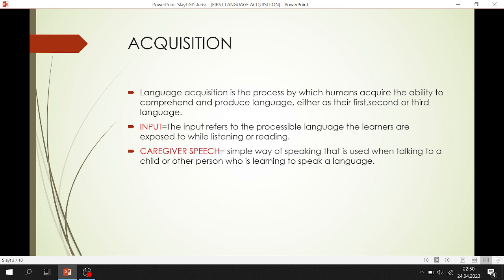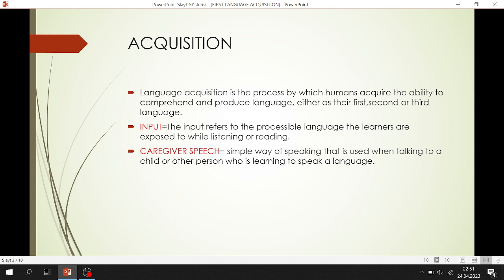Let's start with acquisition. Language acquisition is the process by which humans acquire the ability to comprehend and produce language. It can be first, second, and third language. Input. What's input? Input refers to the processable language the learners are exposed to while listening or reading.